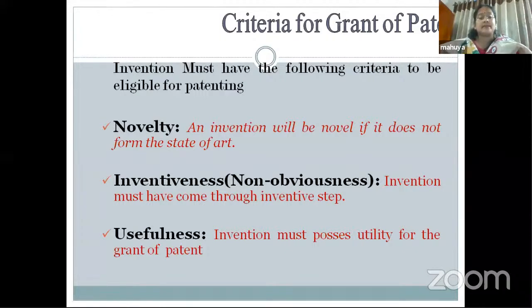And the second criterion is inventiveness. That means the invention must come through some inventive steps. And then comes usefulness. The invention must possess utility for the grant of a patent. That means if you prepare some biogerm, and it is not industrially applicable, then it is not patentable. So I'm giving some examples so that you can get an idea how a patent will be granted. And it is the major challenge to get your patent granted.